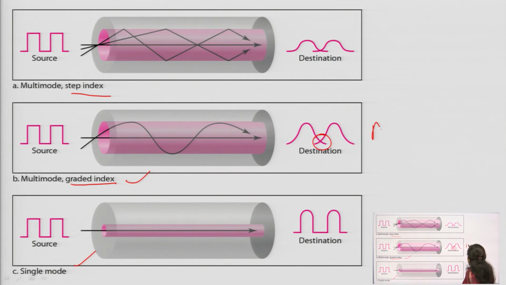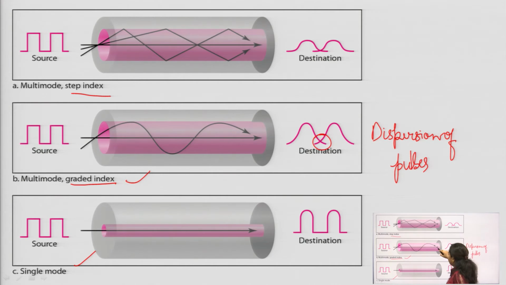Dispersion of pulses is definitely there. That will cause loss of information, and you can see that one wave is transmitting like a single mode and another is overlapping over it. Now, next is multi-mode step index.